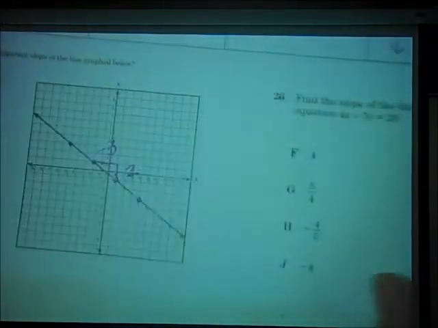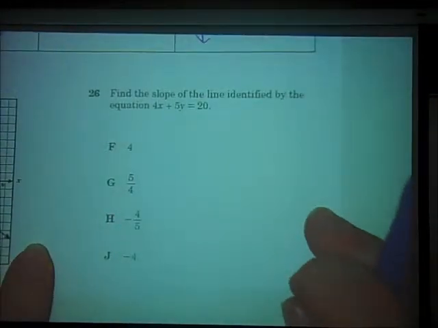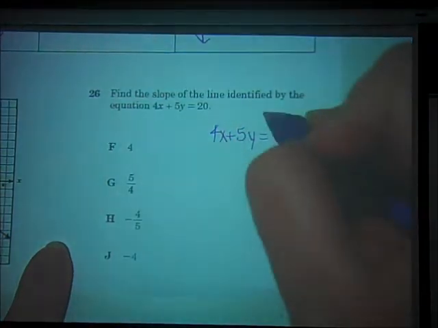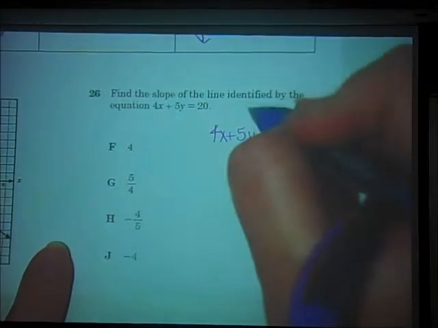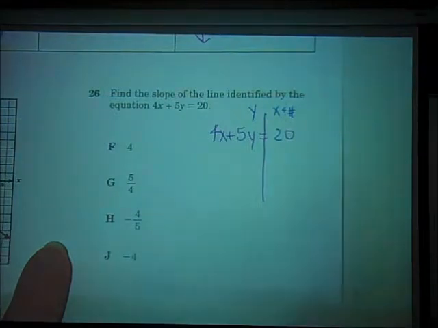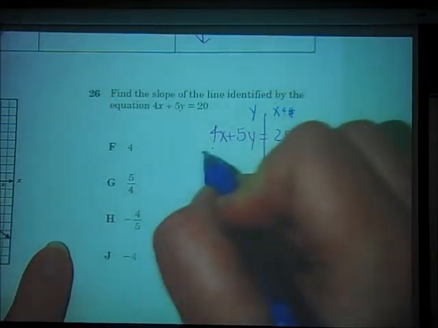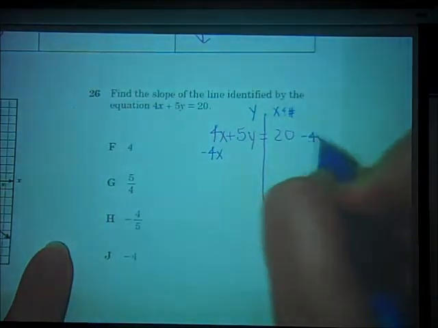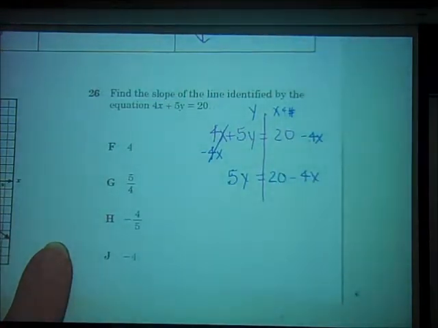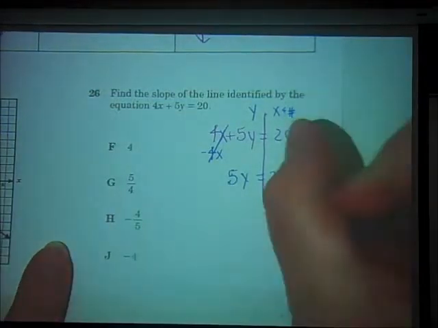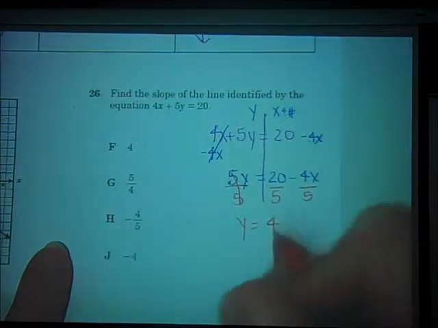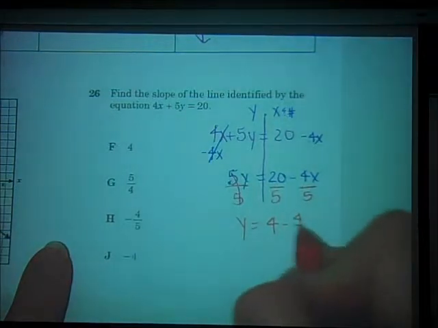Okay, 26 was to find the slope of the line identified by the equation y equals 4x plus 5y equals 20. In order for me to find that, I have to solve it for y first. So I'm going to draw my line, label my sides, and if I'm solving for y, that means I want y's on one side, all my x's and my numbers on the other side. So I'm going to take my 4x, I've got to move it over, so I'm going to subtract it. So I have 5y equals 20 minus 4x. Okay, what do I do now? Exactly, I'm going to divide everything by 5. So y equals 20 divided by 5 is 4. I can't divide 4 by 5, so I'm going to leave it as 4 over 5x.